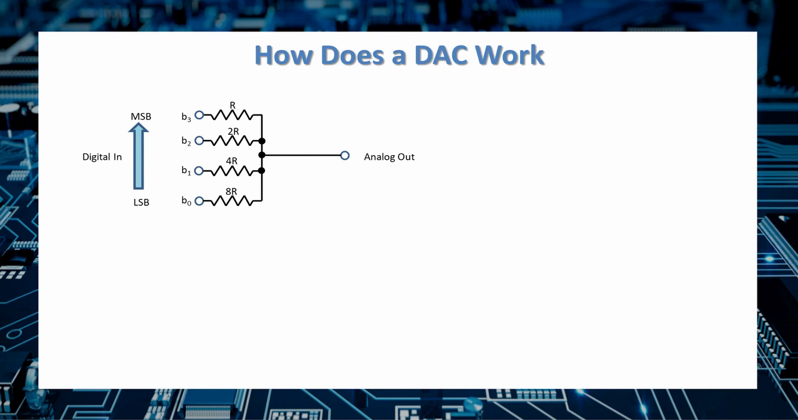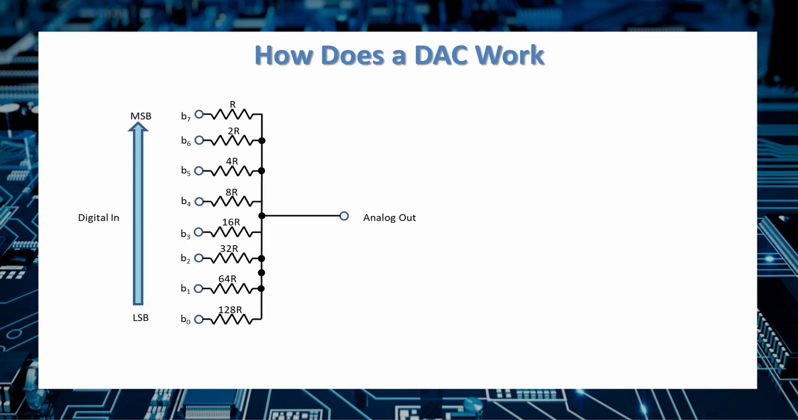And here's another topology used for the resistor network. In this case, as we move from most significant bit to least significant bit, the value of the resistor doubles, ensuring that each successive bit contributes half as much to the output as the previous bit. This particular topology is also available in an 8-bit version. You can keep expanding this to as many bits as you need. In fact, some DACs support up to 32 bits.